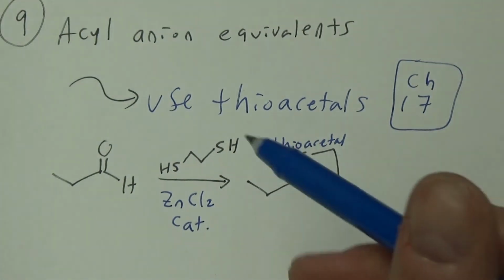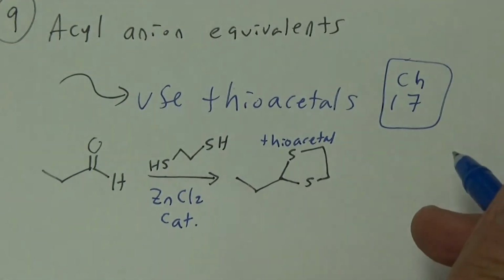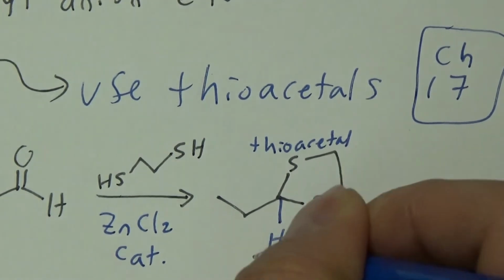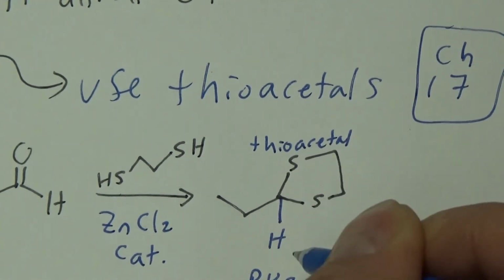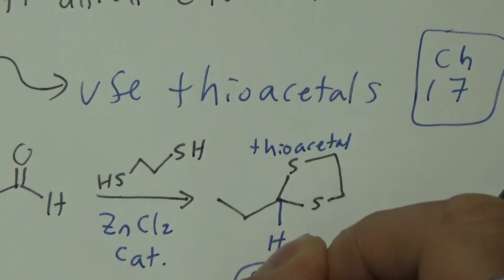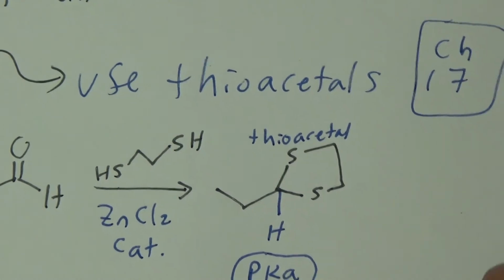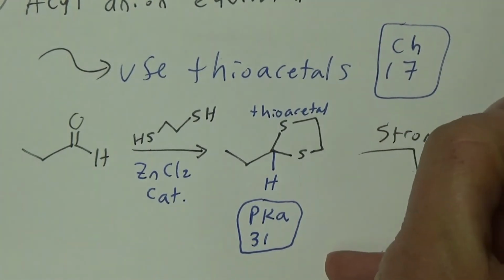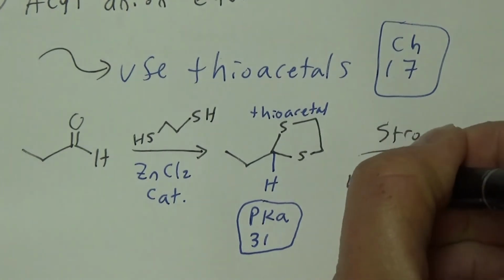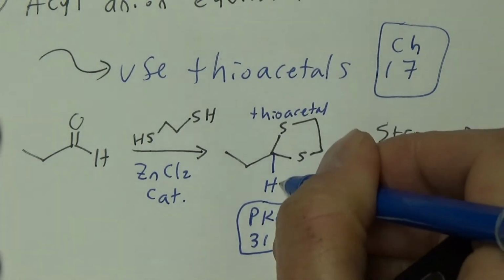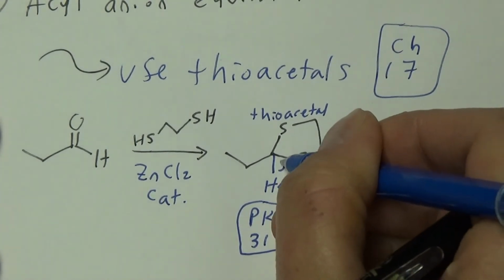Anyway, the thioacetal will be how we make our acyl anion equivalent. The pKa of a thioacetal is about 31. So it's not super acidic, but it's acidic enough that we can rip the proton off with a strong base. The strong base we're going to use is butyllithium. Butyllithium will just rip off this proton, and that's going to make our acyl anion equivalent.